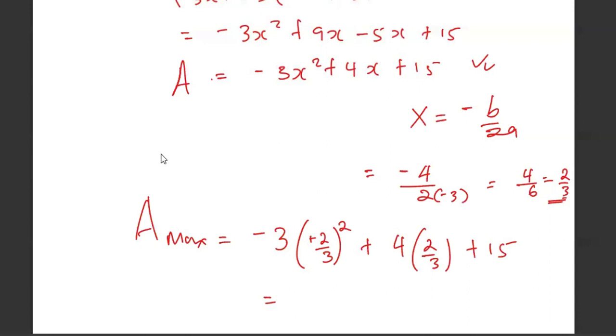So when I punch this into my calculator, we're going to have negative 3 into 2 over 3 squared, plus 4 into 2 over 3, and then plus 15. That gives me 49 over 3 units squared. So that becomes the maximum area.